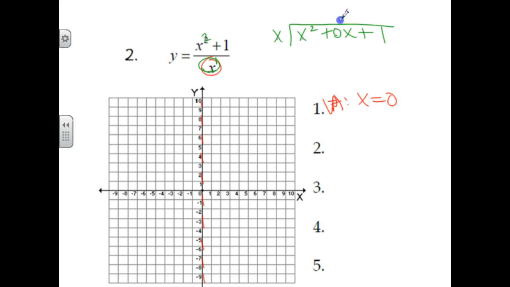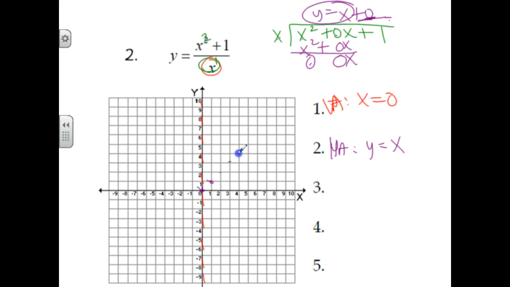x goes into x squared x times. x times x is x squared plus 0x. And oh boy, x doesn't go into 0x at all, so it's just y equals x is the equation for my oblique asymptote. And y equals x really means start at 0 and rise 1 over 1. So it's a 45-degree angle.